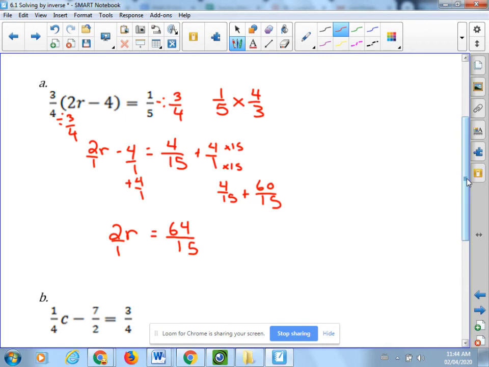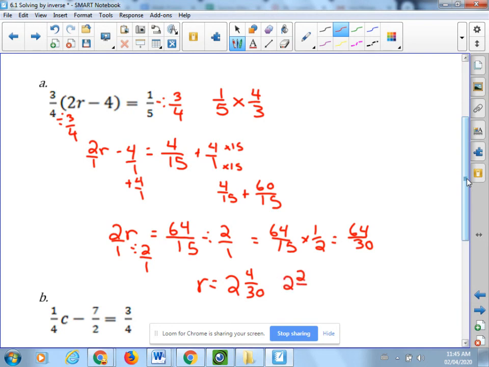The opposite of multiplying by 2 over 1 would be to divide by 2 over 1, which means I am actually multiplying by the inverse, which equals 64 out of 30. Okay, so I should always be simplifying my answers. 30 goes into 64 2 times. There's 4 left out of 30. Or I can simplify it and say that is 2 and 2 out of 15.